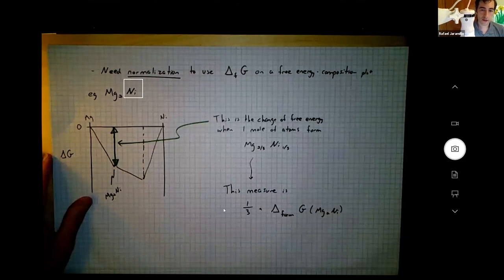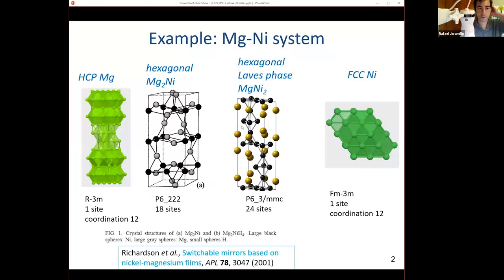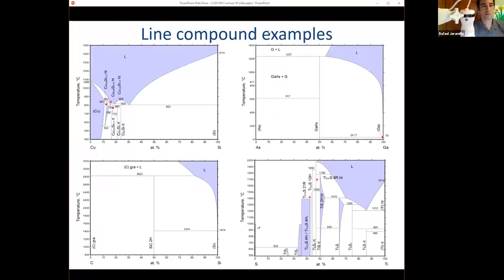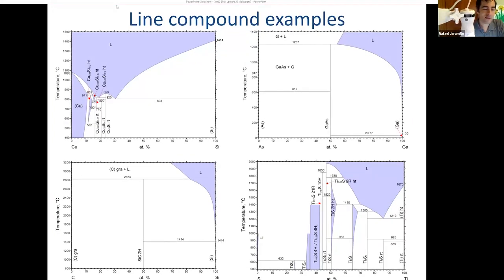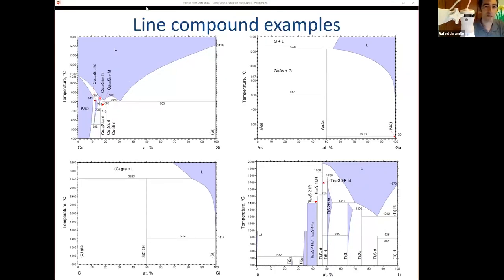Okay, so I have some examples here. I should have animated this, I didn't. We can just walk through this one at a time. There's an infinity of examples of line compounds. So I just want to show you some of different types. So here's an example which speaks to the problem set, actually. I lost my highlighter. What happened there? Let me get my highlighter back. Okay. So here's a copper silicon system.